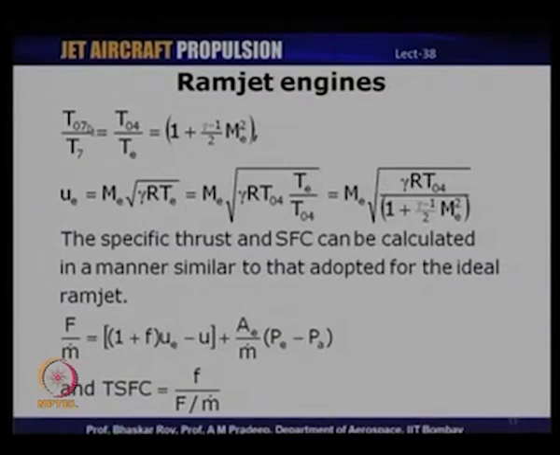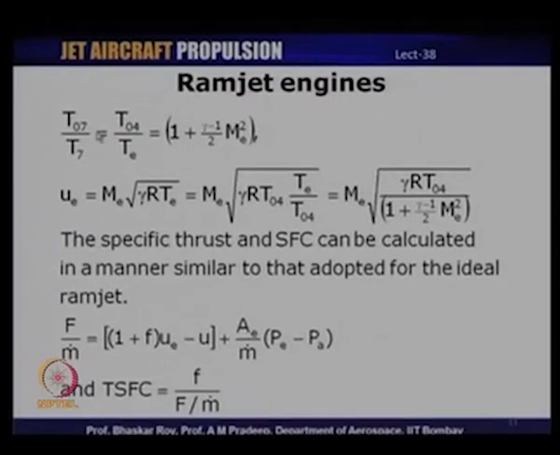Now, we also know that the temperature ratios T07 by T7 is equal to T04 by Te, because we can assume that there is no loss of stagnation temperature in the nozzle. That is true even for a real cycle. This is equal to 1 plus gamma minus 1 by 2 Me square.